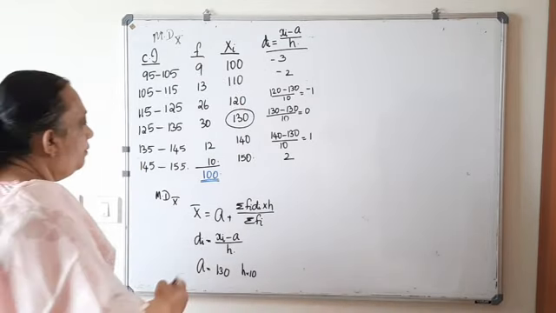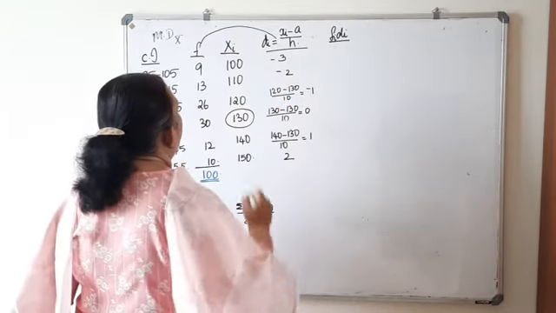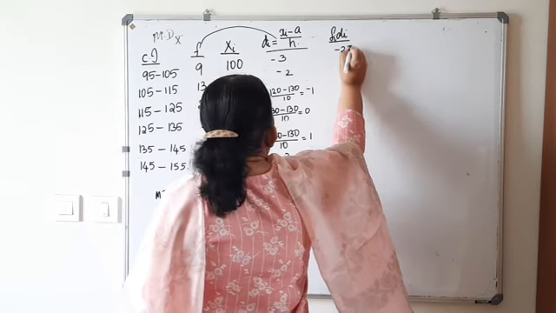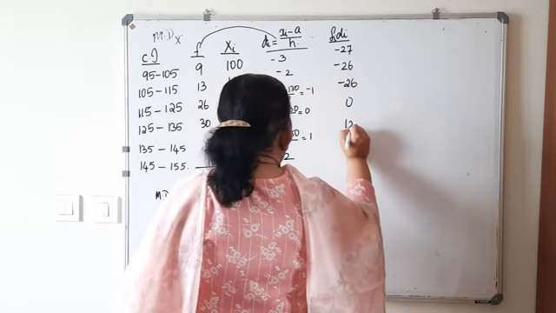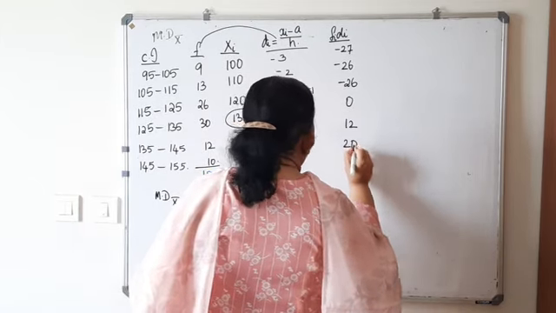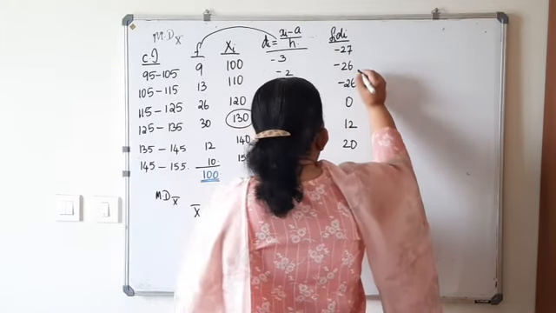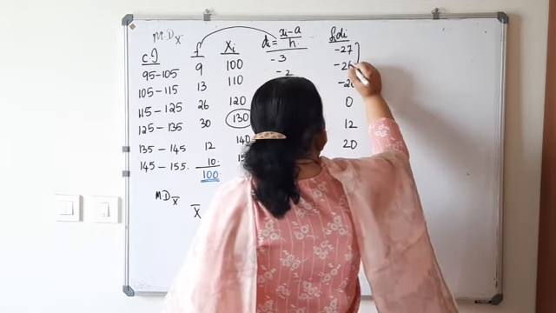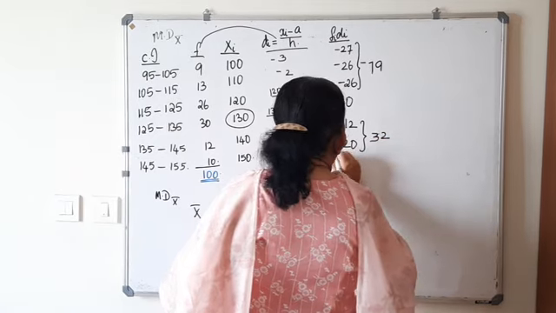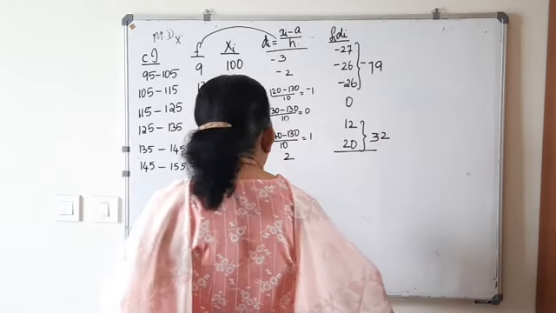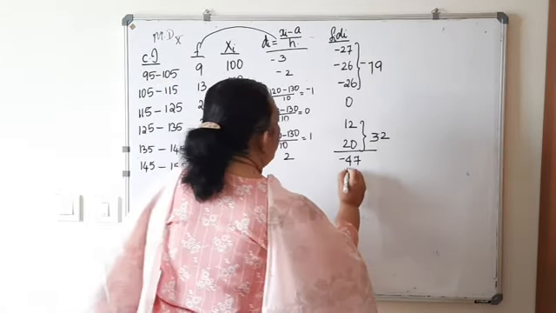Di. Next column, you have to create Fi into Di. That is frequency into Di. 9 into minus 3, minus 27. 13 into minus 2, minus 26. Next one will be 0, 12 and 20. When you add, the negatives give minus 79 and the positives 32, so the sum will be equal to minus 47. Sigma Fi Di is equal to minus 47.